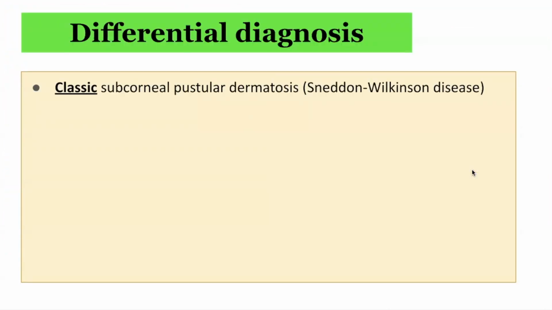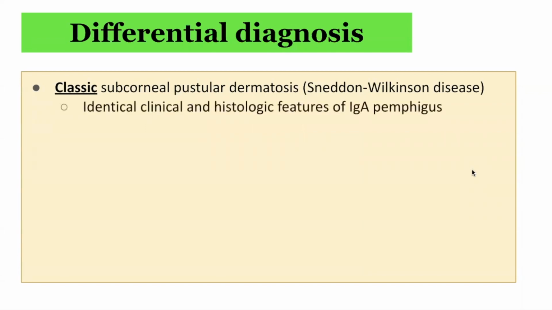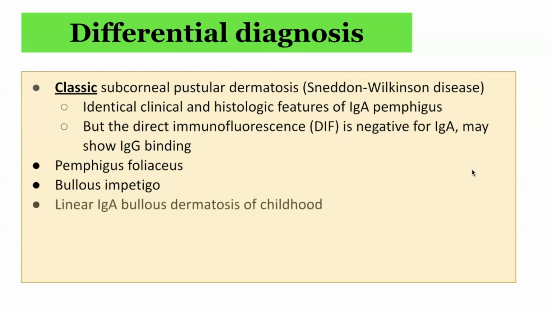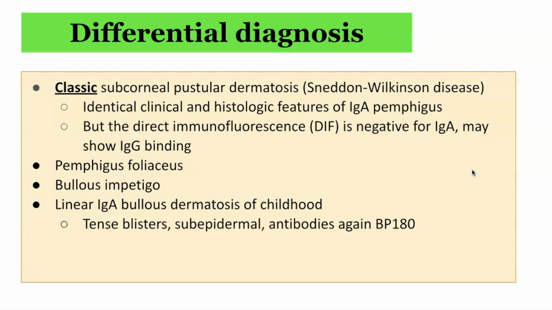Differential diagnosis. This includes classic subcorneal pustular dermatosis, otherwise known as Sneddon-Wilkinson disease. It may appear identical clinically and histologically to IgA pemphigus. However, the direct immunofluorescence study is negative for IgA and may show IgG binding. Other differentials include pemphigus foliaceus, bullous impetigo, linear IgA bullous dermatosis of childhood. This tends to have tense blisters, which are subepidermal, and antibodies against BP180, pustular psoriasis, and dermatitis herpetiformis.